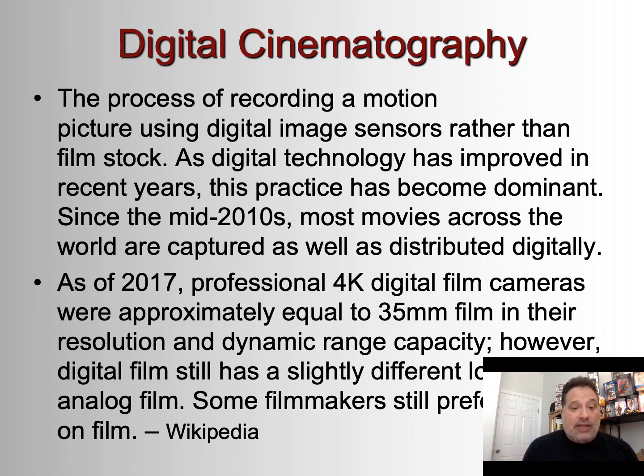And as of 2017, professional 4K digital film cameras were approximately equal to 35 millimeter film, which is the kind of film that mostly is used to shoot feature films historically, in their resolution and dynamic range. However, digital film still has a slightly different look to analog film, and some filmmakers still prefer to shoot on film. And Martin Scorsese is one, and Quentin Tarantino is one.